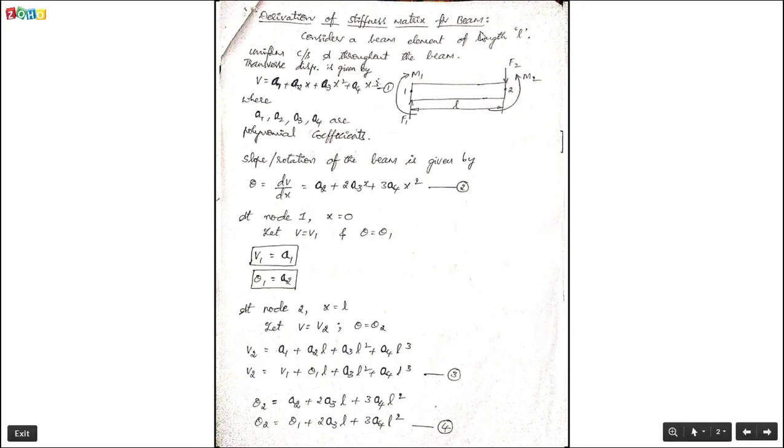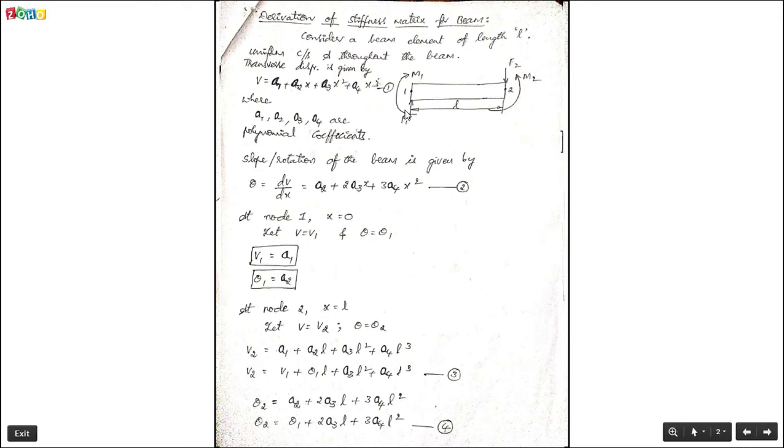Here, we consider the transverse displacement and slope displacements as a polynomial equation, that is v equal to a1 plus a2 x plus a3 x square plus a4 x cube. Here a1, a2, a3, a4 are the polynomial coefficients. Now, differentiating this polynomial with respect to x, we get the slope theta equal to dv by dx, which is a2 plus 2 a3 x plus 3 a4 x square, since a1 becomes 0. We get this by the formula d by dx of x to the power n equals n times x to the power n minus 1.